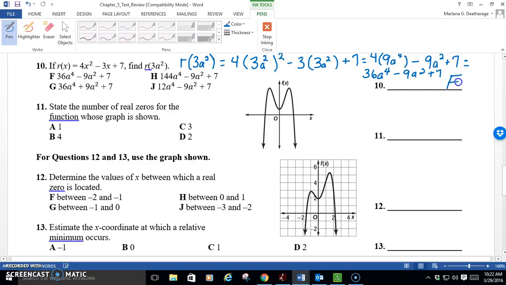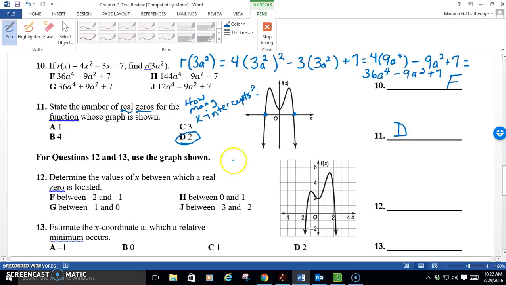Okay, on number 11, it says state the number of real zeros for the function. Real zeros. In other words, how many times does it cross the x-axis? So how many x-intercepts? Well, it crosses here, and it crosses here. That's 2. So D. So just see how many times it crosses the x-axis.